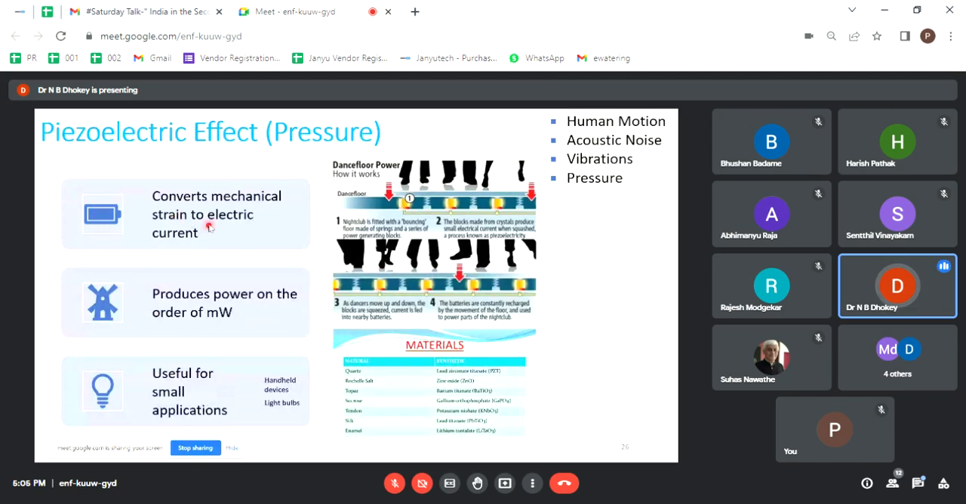Converting mechanical strain to electric current produces power on the order of milliwatts, useful for small applications like handheld devices, like bulbs. And you can have different mats where you can convert vibrations, human vibrations, acoustic noise and pressure into this energy. These are all the materials which are presently being studied, and people have been able to make some final products out of these, which are available in the market.